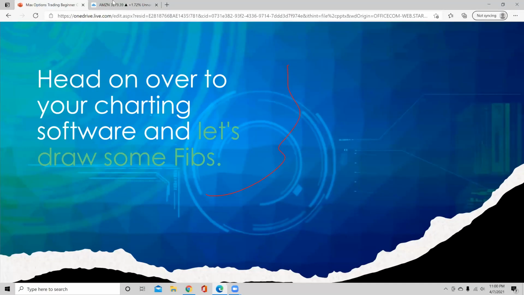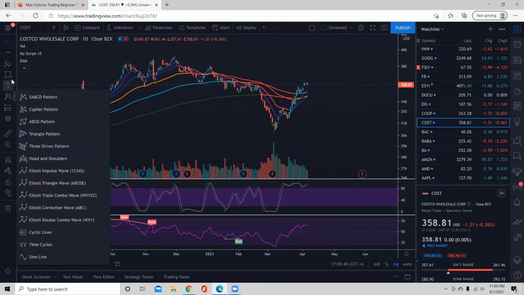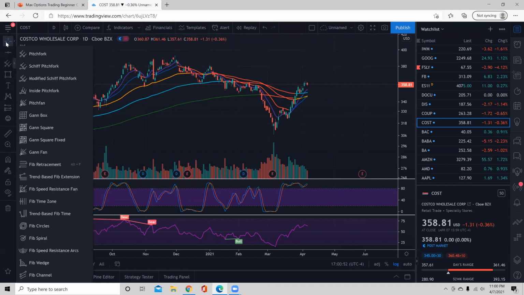Let's head on over to our charting software and draw out a fib. So one I like to use the Fibonacci on was this downtrend. You come over to the left here. It's one of these right here. The third one down, you're going to click on the Fibonacci retracement tool.